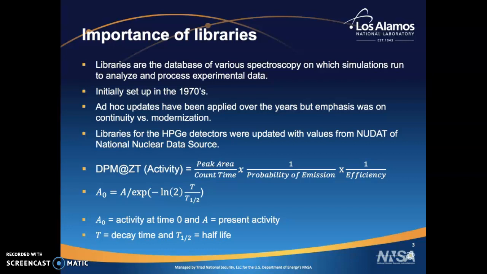Continuing to the topics of my summer project, libraries are important because it is a database of gamma spectroscopy information used by the analysis codes to process experimental data. The data we are editing originated in the 1970s, and various ad hoc updates have been made over the years. However, historically, priority has been given to continuity instead of modernization.